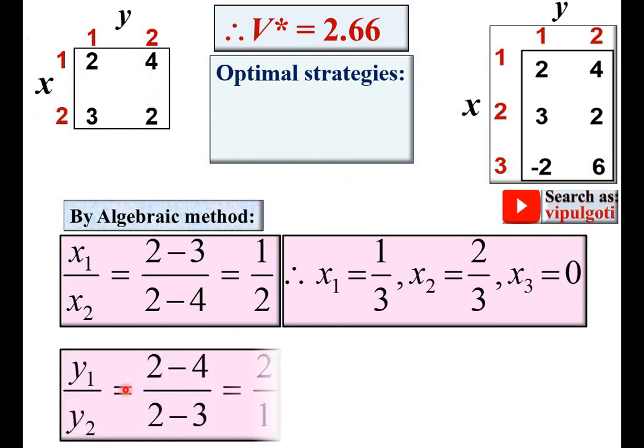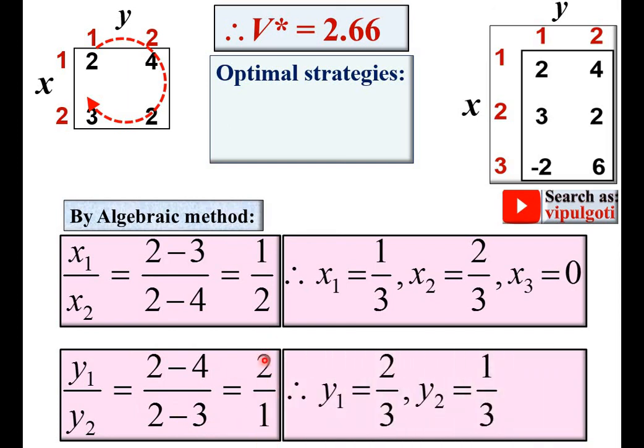Now, in the similar way, I can say Y1 upon Y2. So it is in this direction. That means in clockwise direction. It is like that. So you can say Y1 upon Y2 is equal to 2 minus 4 whole upon 2 minus 3. So here you can see. And if you simplify, then you will get 2 by 1. From that I can write the probability of Y1 is equal to 2 divided by sum of this. Similarly, probability for Y2 is equal to 1 divided by sum of these two.